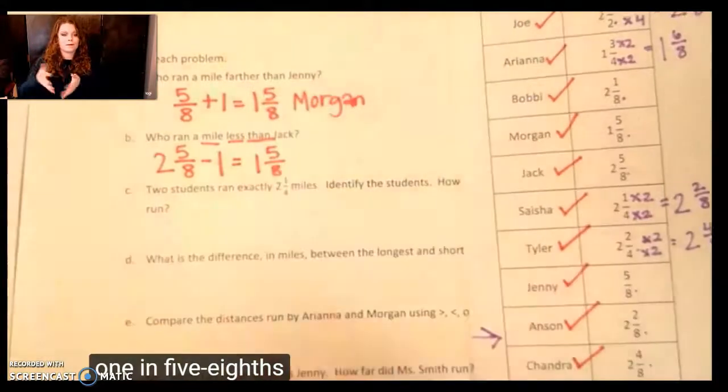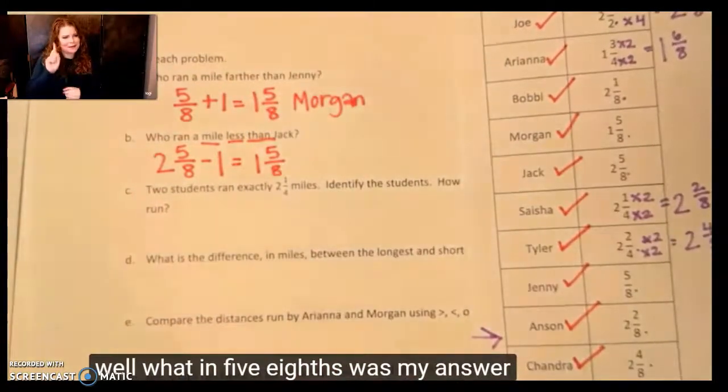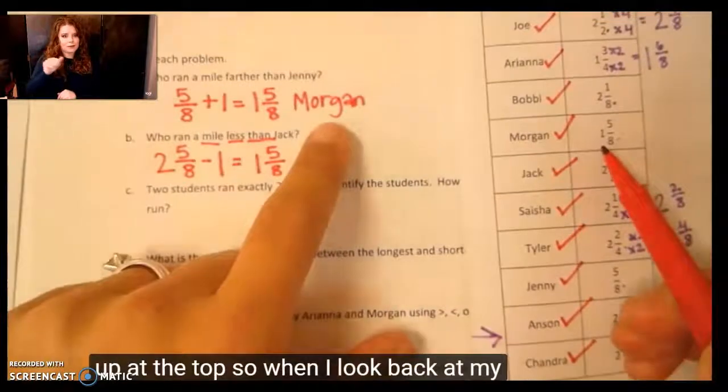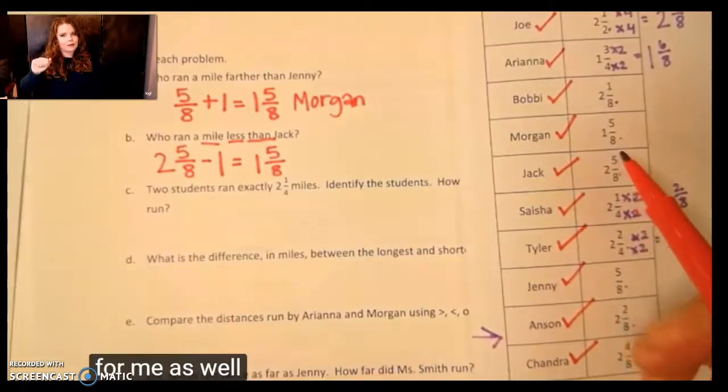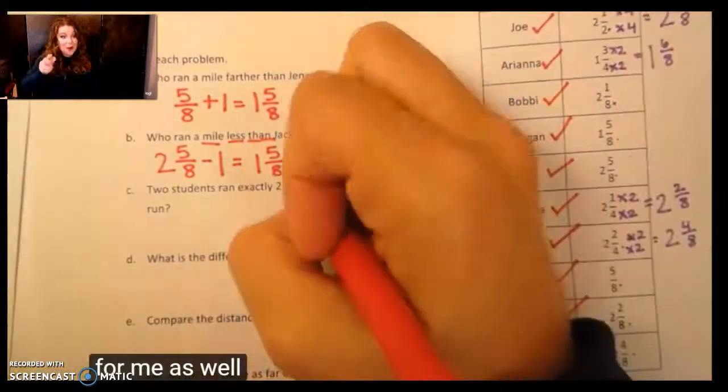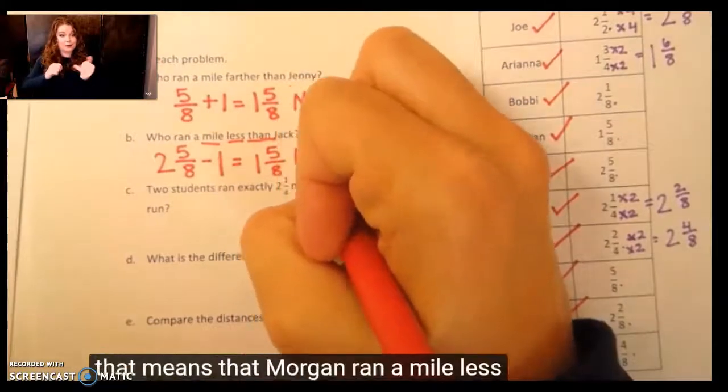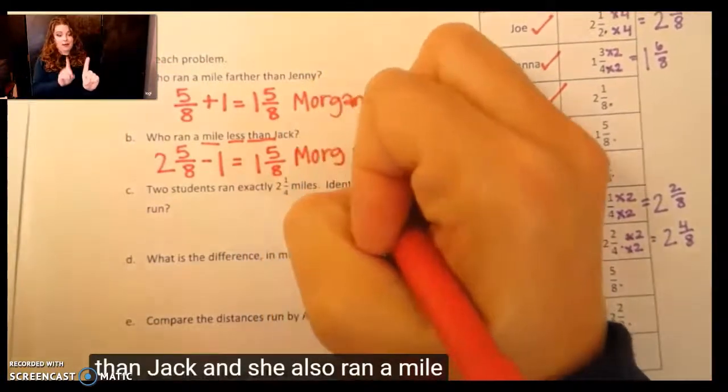Well, 1 5/8 was my answer up at the top. So when I look back at my data, it already has it right there for me as well, that means that Morgan ran a mile less than Jack. And she also ran a mile farther than Jenny.